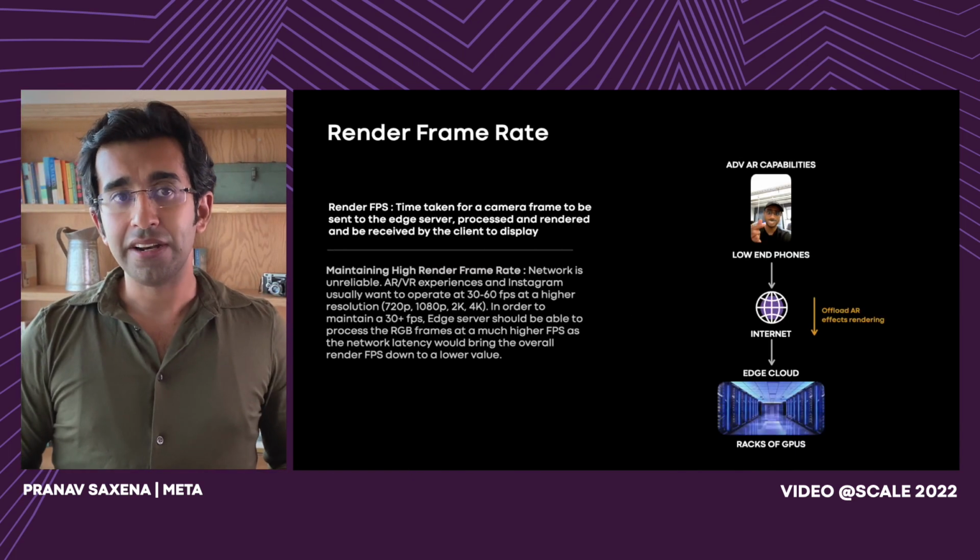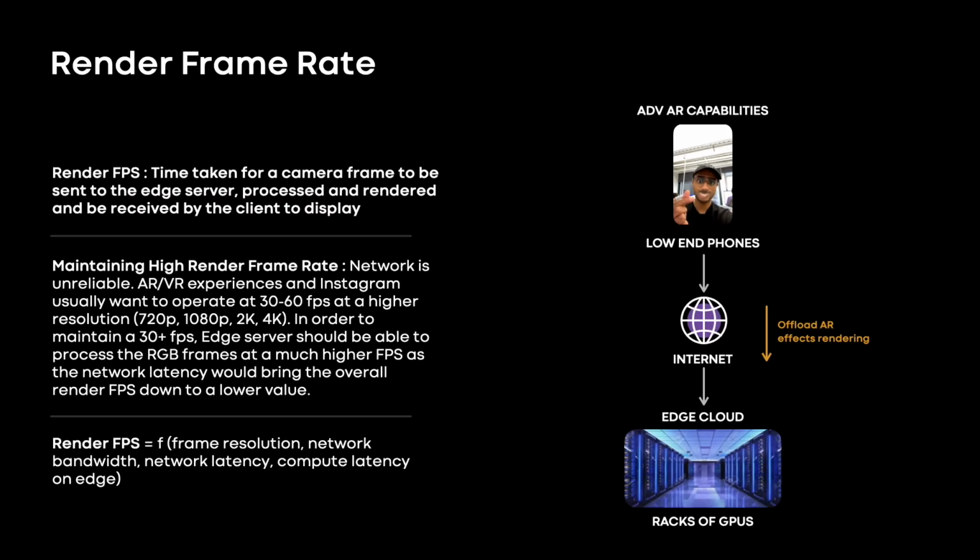So number one is the render frame rate. Typically, let's say your camera operates at 30 FPS or 60 FPS. That's the frame rate of your device which is capturing the camera feed. Now, when you're talking about the edge compute paradigm, you're actually taking that camera feed and streaming it to the server-side endpoint.